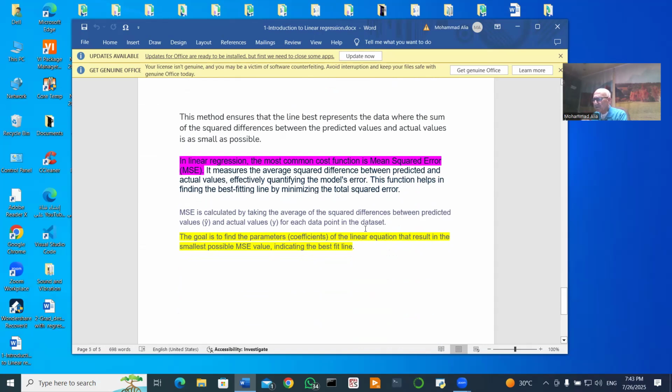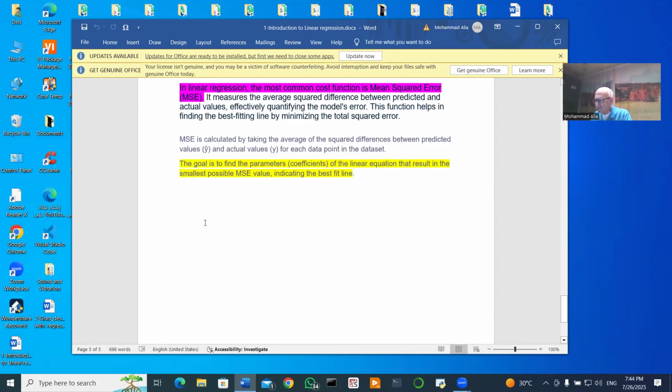So now I think we understand what we mean by regression, linear regression, multiple linear regression, the best fit, and how the best fit line is determined by considering either the sum of squared errors or the mean of squared errors.